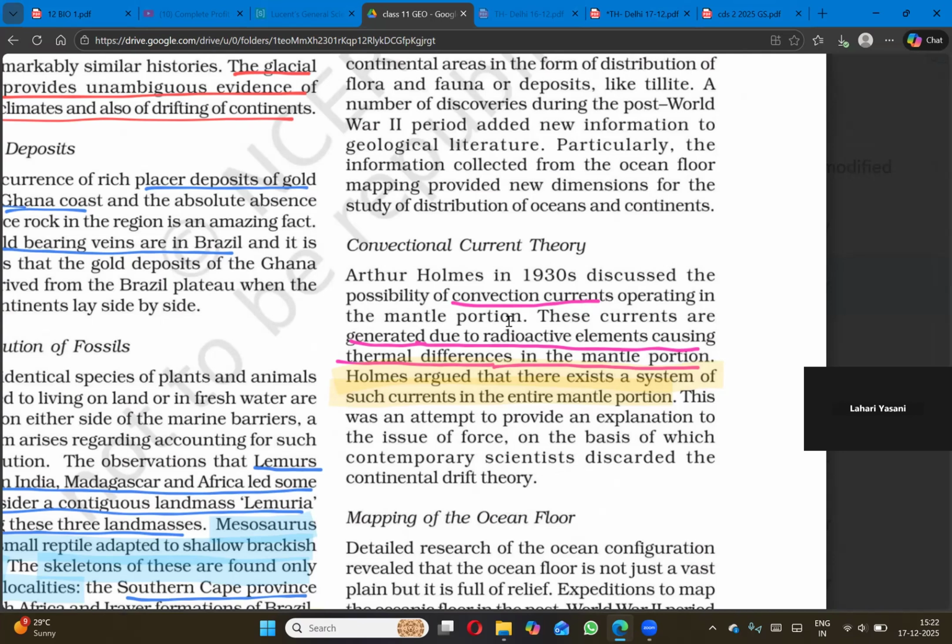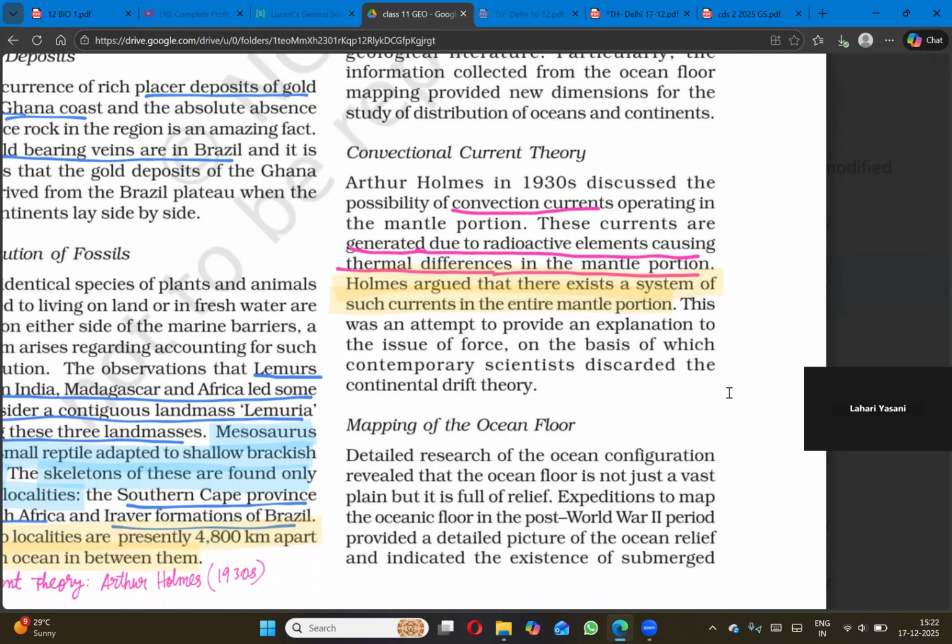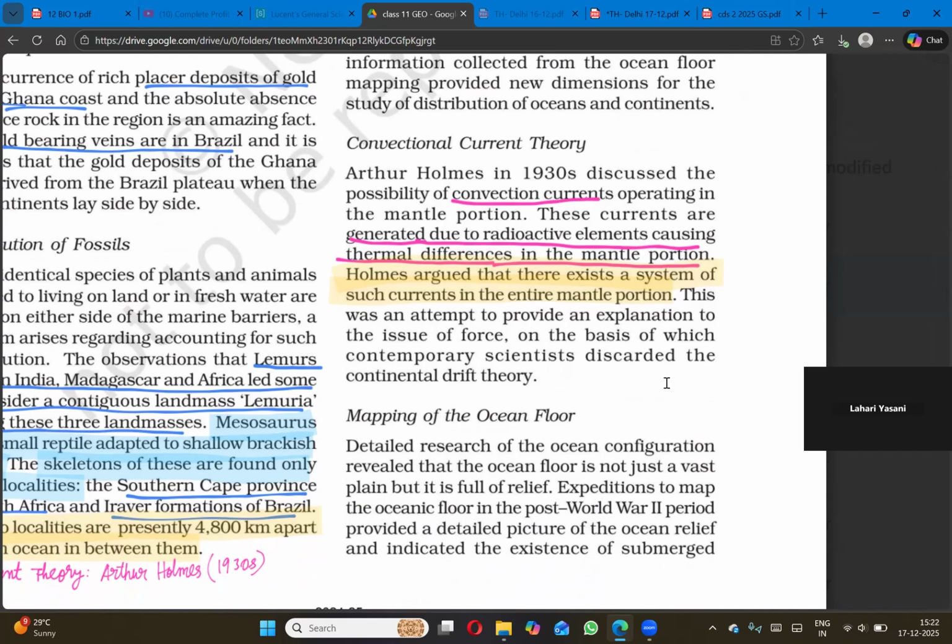So due to the motion in the mantle, it creates convection currents. These currents are generated due to radioactive elements causing thermal differences in the mantle portion. Holmes argued that there exists a system of such currents in the entire mantle portion. This was an attempt to provide an explanation to the issue of force, on the basis of which contemporary scientists discarded the continental drift theory. So, due to this new information about the ocean floor mapping and Arthur Holmes' convection current theory, scientists discarded the continental drift theory.